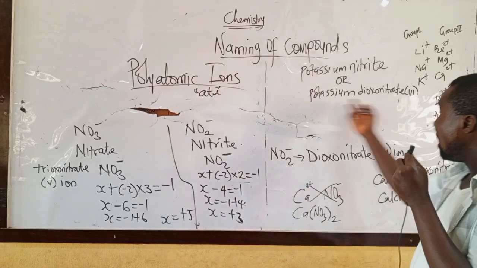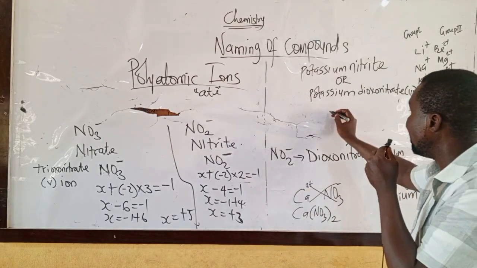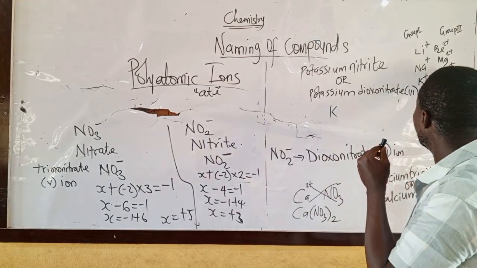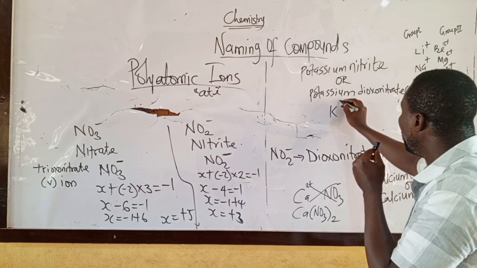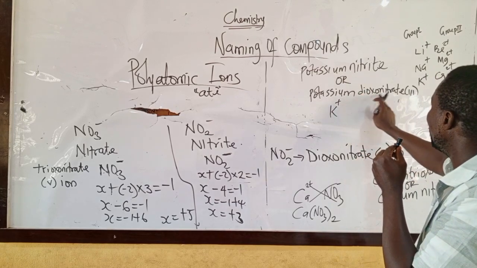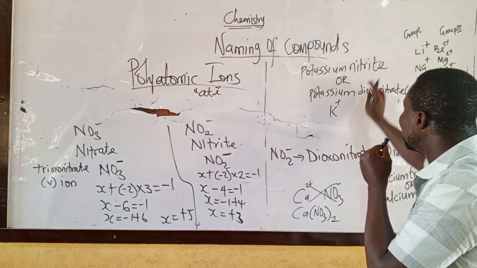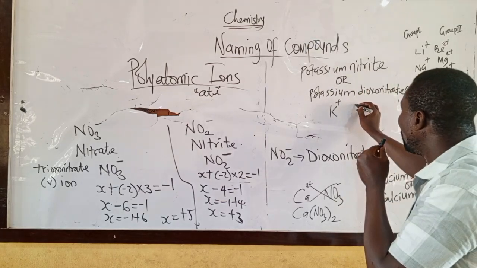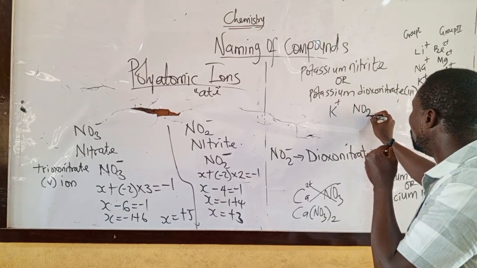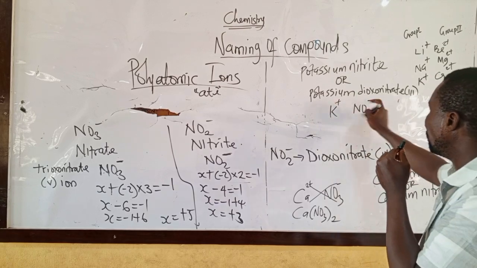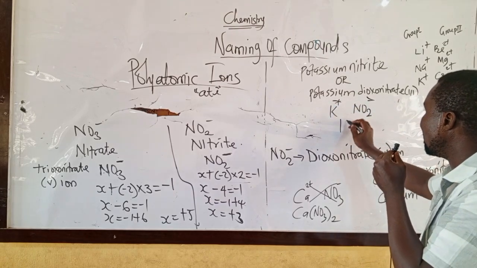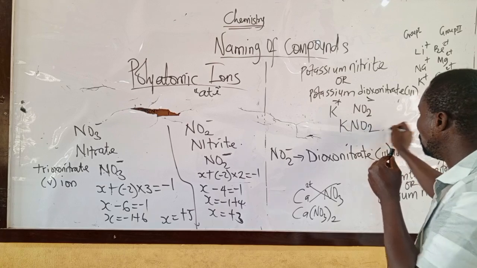Take note. How can I write this one? Potassium is K. And what is the oxidation number of K? It is group 1, plus 1. Then dioxonitrate 3 is the same thing as nitrite, ITE, which is NO2 minus. Plus 1, minus 1, they cancel each other. What do you have? KNO2. Can you see this one?